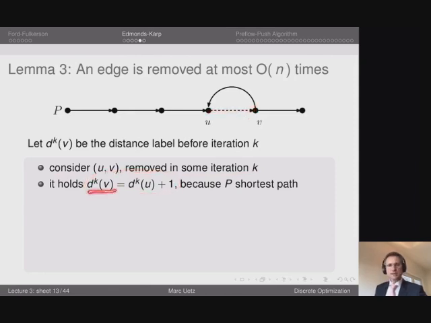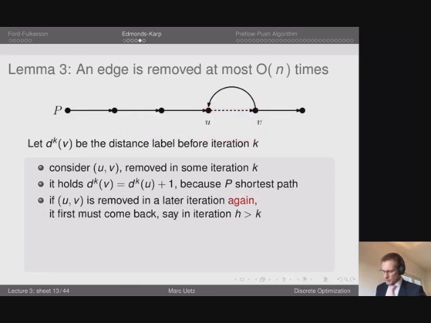So therefore, the distance label from v was that of u plus 1, because this is the shortest path from S to T in terms of the number of edges. Now, in order to be removed again, it first has to come back. So we will have to be using some augmenting path which uses this edge in the opposite direction, right? So that is actually happening in this iteration h, later than k.